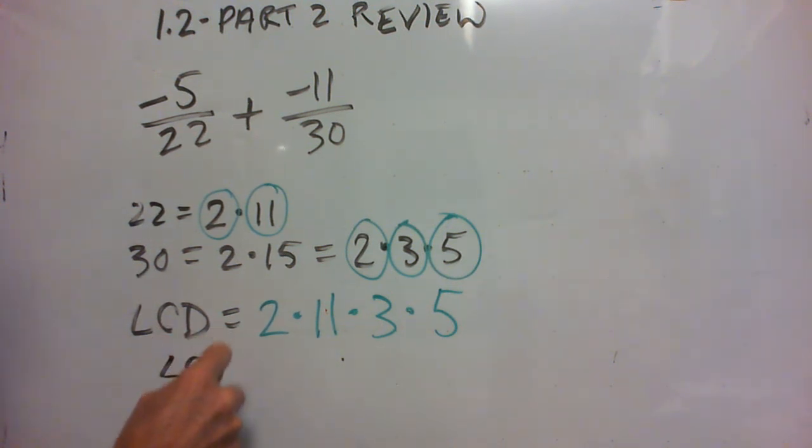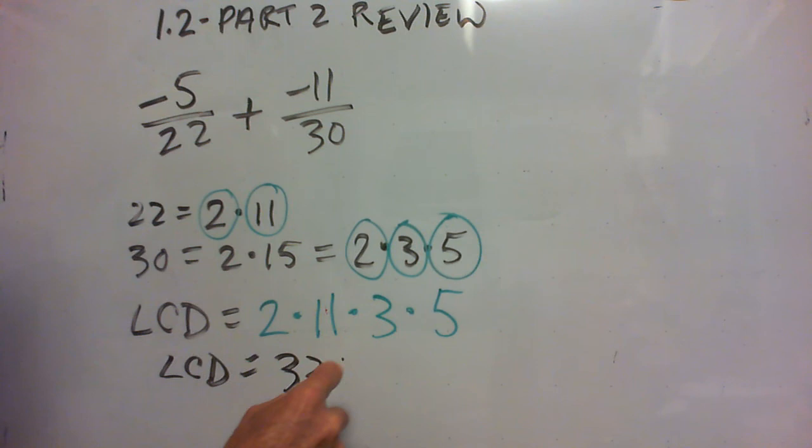So our least common denominator is 330. So now rewrite those fractions with that new common denominator, or least common denominator, and then combine the two.